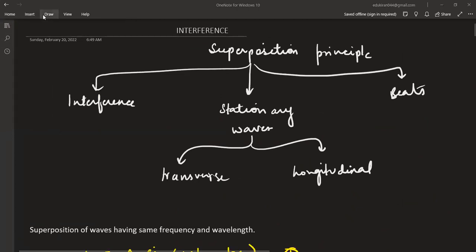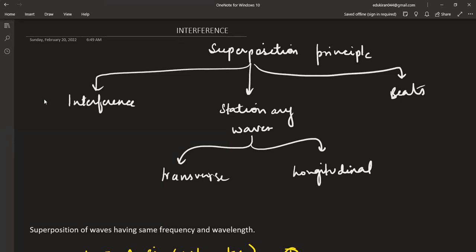When we are starting with interference, you have to understand what interference is a part of. It's an extension of the superposition principle only. In the superposition principle, what did I tell you? Different waves are coming. In interference, when I'm saying superposition, the imposition of two waves will be occurring. Two or more waves will be superimposing on each other. That is what is meant by the superposition principle.